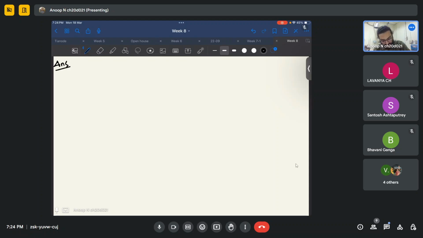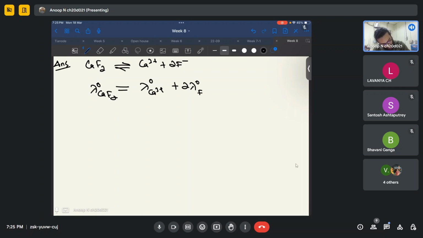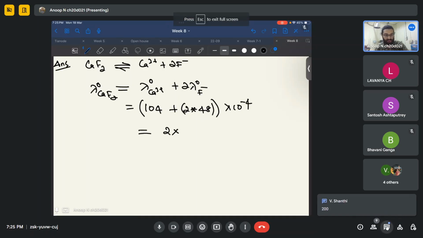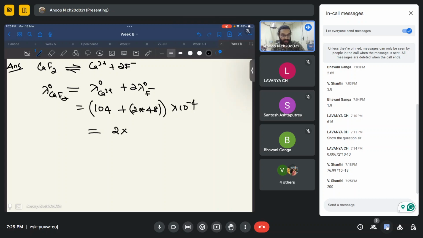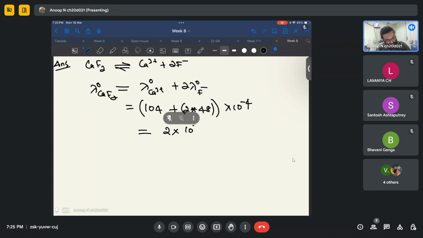What is the value? CaF2 gives Ca2 plus and 2F minus. Here lambda 0 of CaF2 is equal to lambda 0 of Ca2 plus plus 2 lambda 0 of F minus, which is equal to 104 plus 2 into 48, whole into 10 raised to minus 4. What will be the answer? Now you missed the unit again. It will be 2 into 10 raised to minus 2, that will be 200 Siemens meter square mole raised to minus 1.